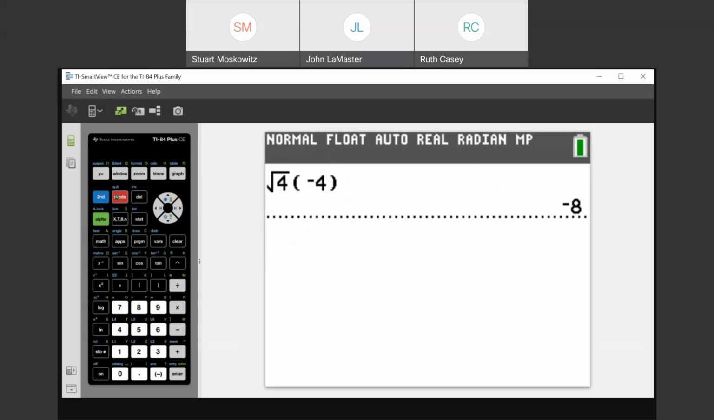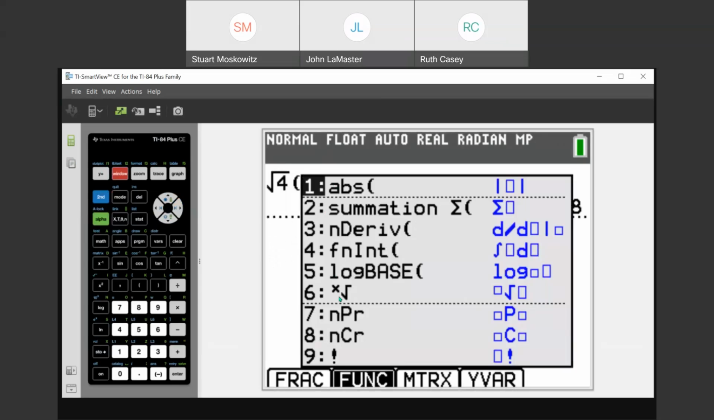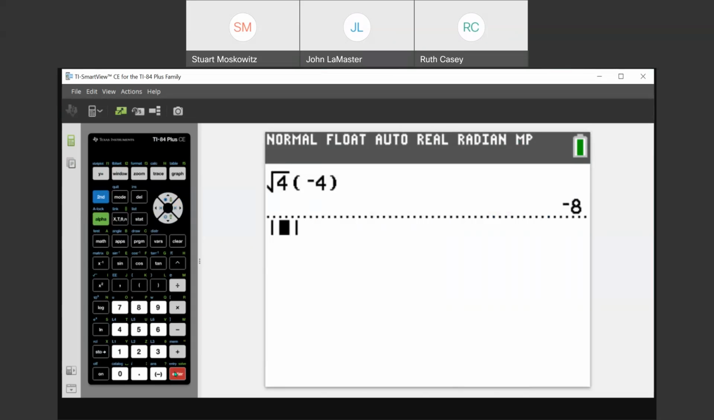I'm going to go back to the home screen. I want absolute value, so I'm going to go alpha F2. And again, I see commonly used ones. Now, even though I see the paren here, because I'm in math print mode, I'm going to get what's in blue over here on the right. So I'm going to choose number 1. Since it's highlighted, I can press 1 or enter. Doesn't make any difference.